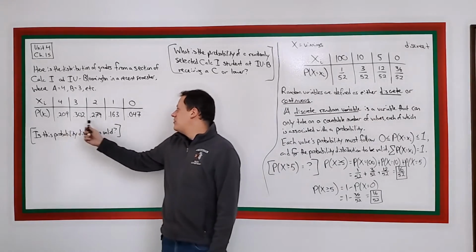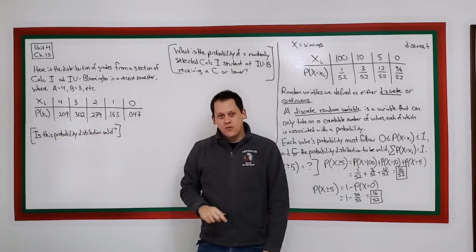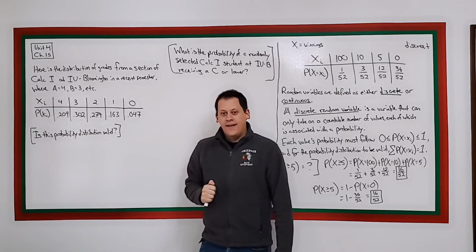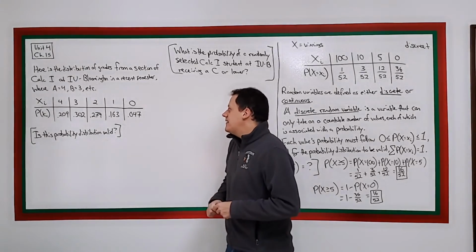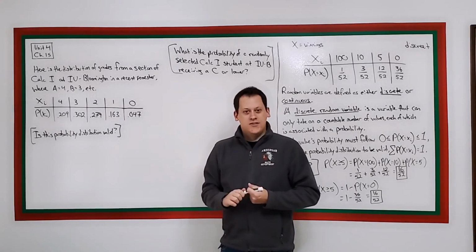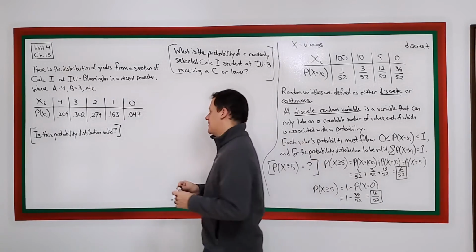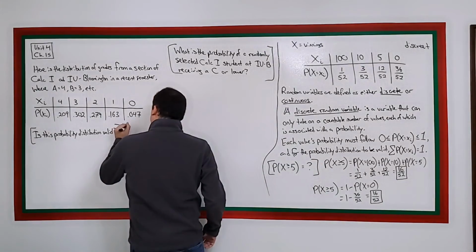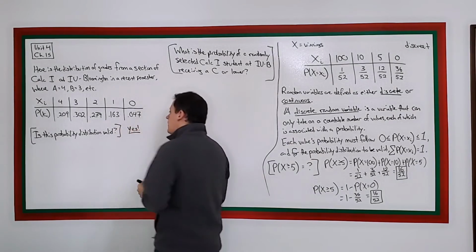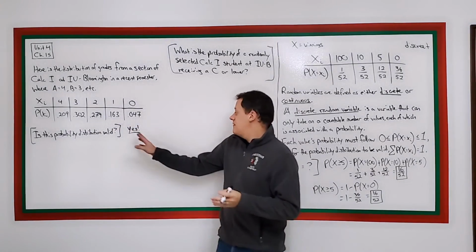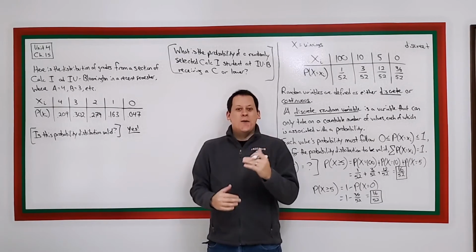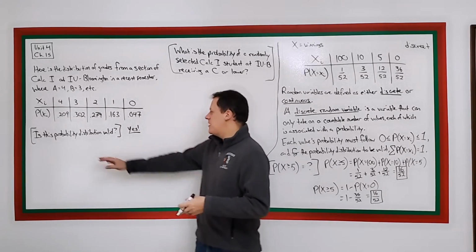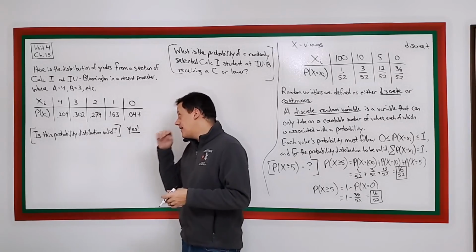Each of the probabilities needs to be between 0 and 1. They all are. And they need to add up to 1. I'll leave you to do that as an exercise, but yes, they do add up to 1. I'm being lazy. I'm just saying yes. For you, you would need to actually show why. Maybe I should even say explain why or why not here.